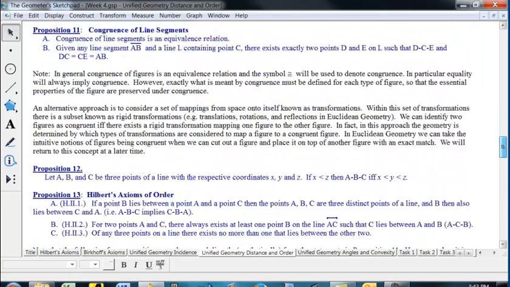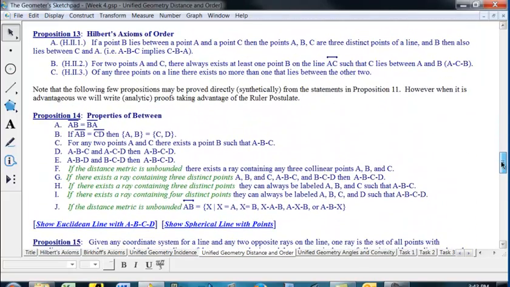Real briefly, one of these propositions, properties of between, I've cleaned up since the video in the last week, and I think this is going to be the best way I can say this. We talked about this in class on Friday, and we found one of these that was incorrect. We removed it.